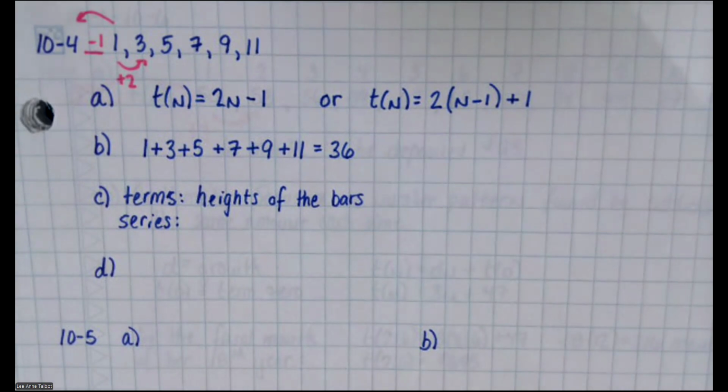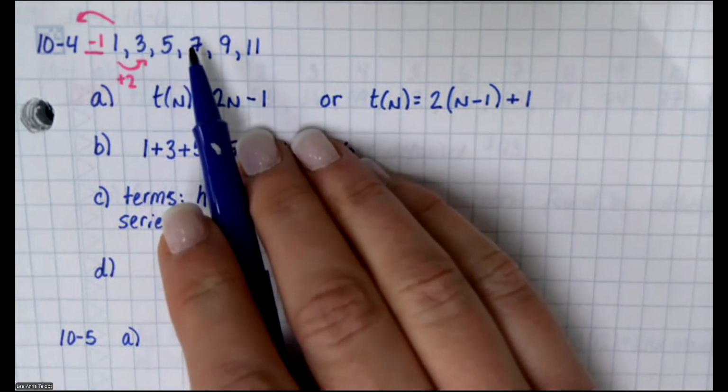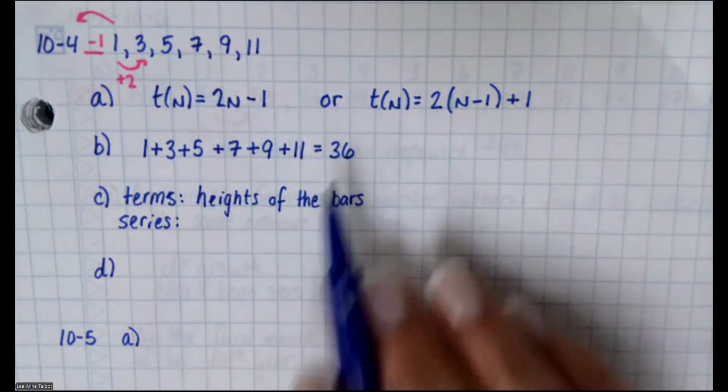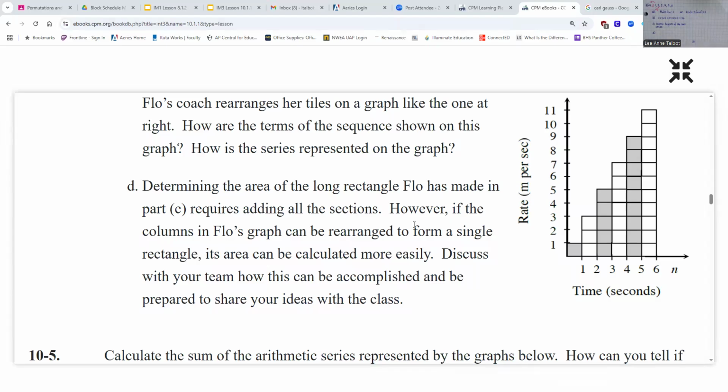Okay, each of the terms are the heights of the bars. So the bar was 1, and then the next one was 3, and the next one was 5. Now the series. Where's the 36 going to come from in the graph? There's a bunch of different ways you could say it: the number of squares or the total of the heights. I'm actually going to write the area of the bars. That's what I'm going to write.